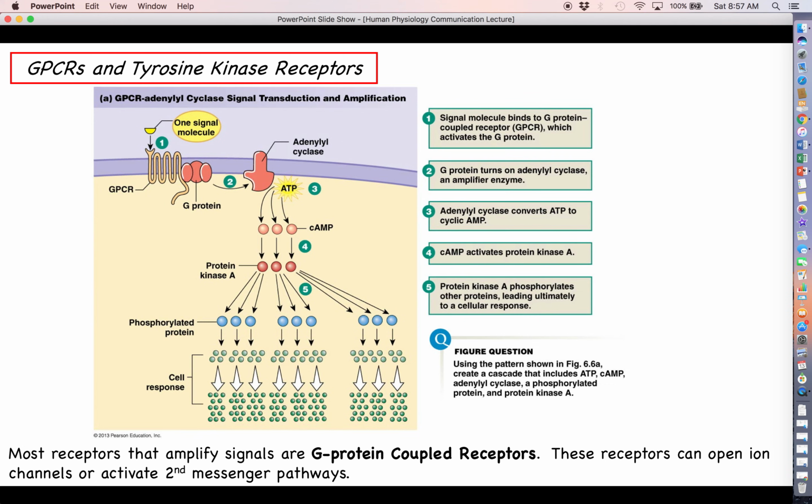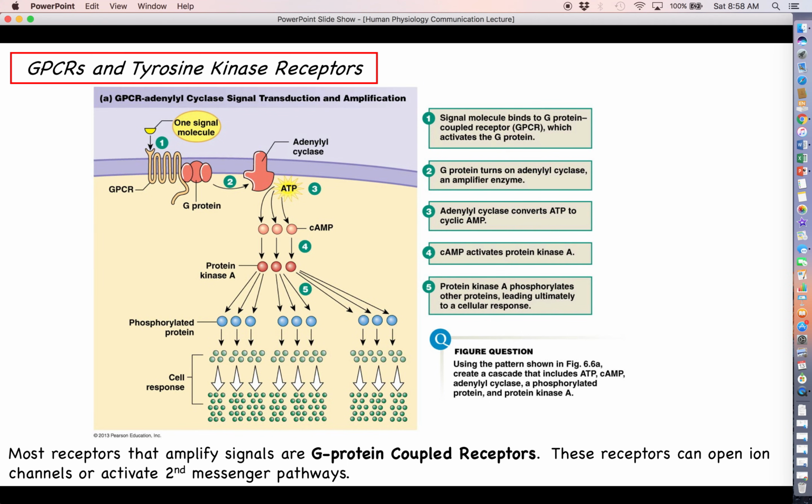Adenylyl cyclase is going to utilize ATP to produce a specific type of second messenger called cyclic AMP. It looks like camp here, but it's called cyclic AMP. Cyclic AMP is just about the most common second messenger that exists. Cyclic AMP is going to act as an activator for a type of kinase enzyme called protein kinase A. And similar to what we saw on the previous slide, when protein kinase A is activated, it can phosphorylate a number of different proteins inside the cell, and that will in some way change our cell function and give us our cell response.